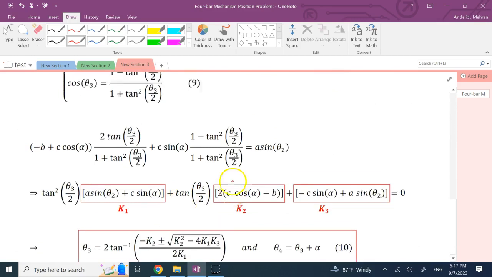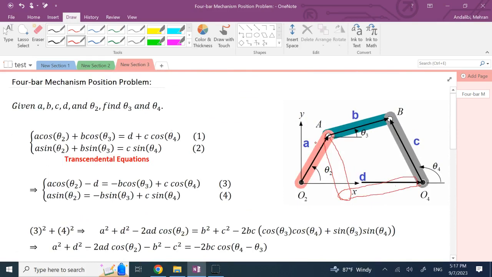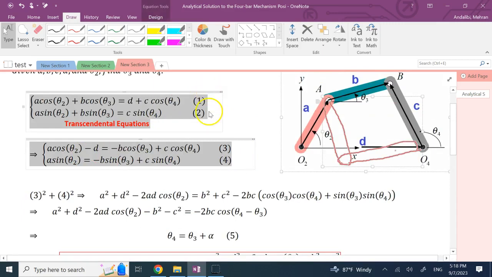So hopefully this video was useful to you. This is one of those problems that is quite common in dynamics or mechanism synthesis and analysis. The analytic solution to the 4-bar linkage mechanics. So here I changed this title for you. It's the analytic solution to the 4-bar mechanism position problem. Otherwise, there is always a numeric solution to equations 3 and 4, or to 1 and 2.